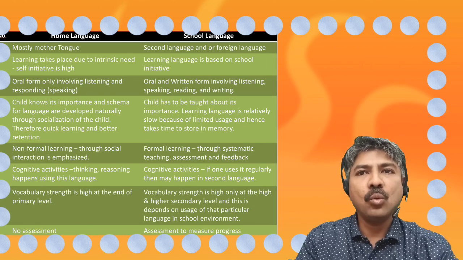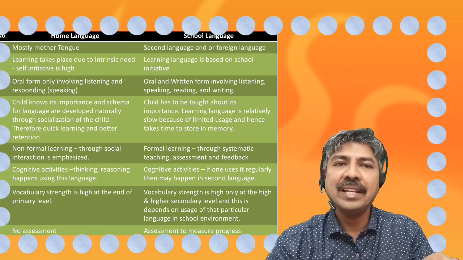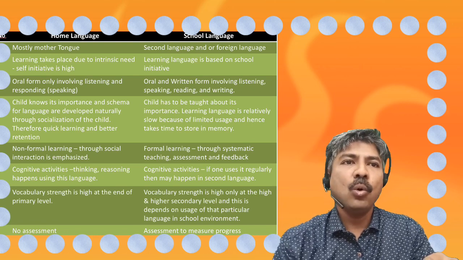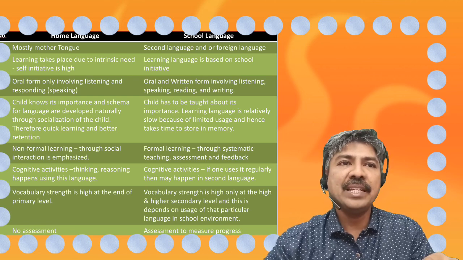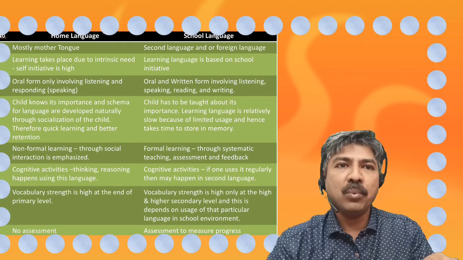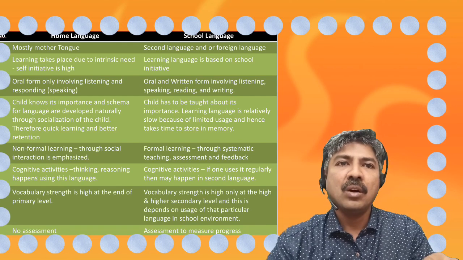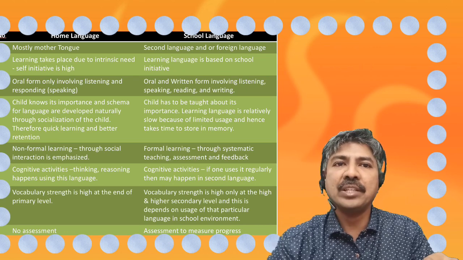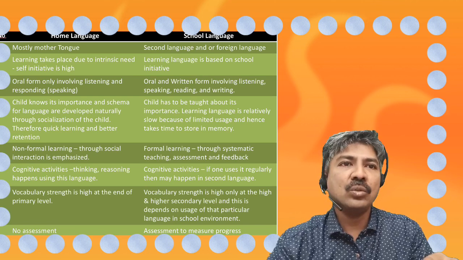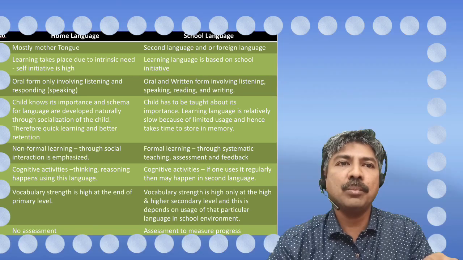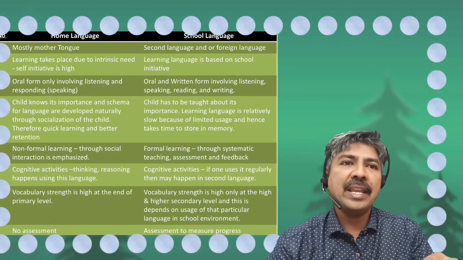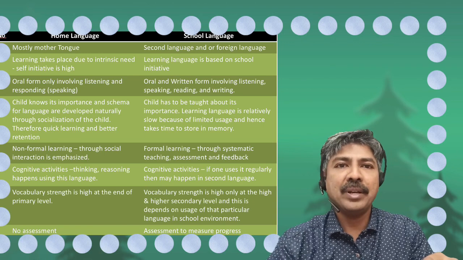In terms of home language, oral forms only, involving listening and responding or speaking, are given importance. Oral and written forms involving listening, speaking, reading and writing are taught in school. Child knows its importance and schemas for language are developed naturally through socialization of the child. Therefore, quick learning and better retention. Child has to be taught about its importance. Learning language is relatively slow because of limited usage and hence takes time to store in memory.